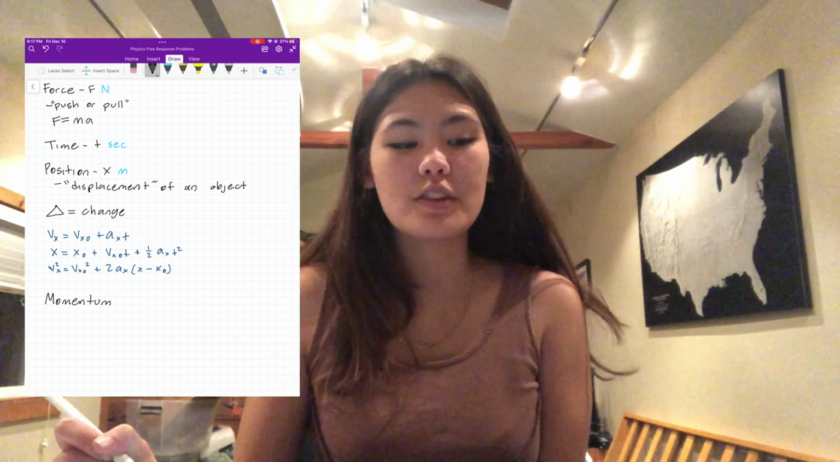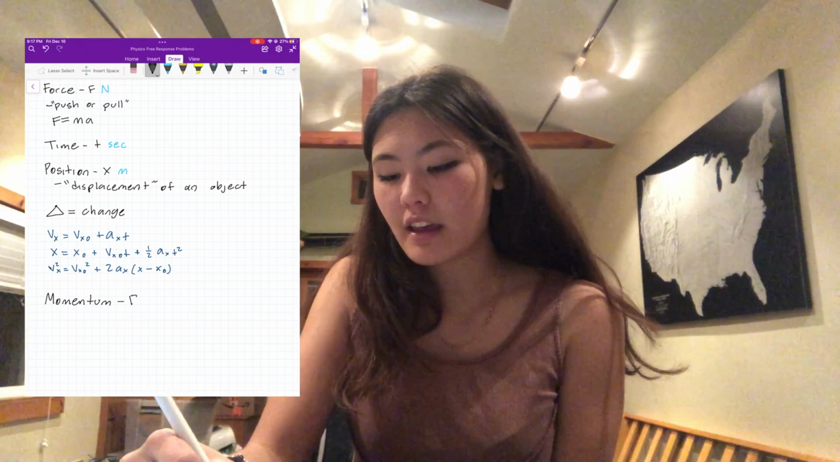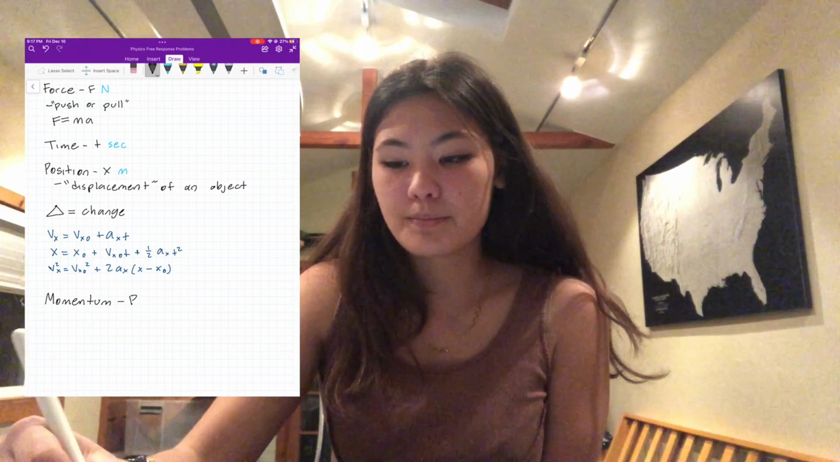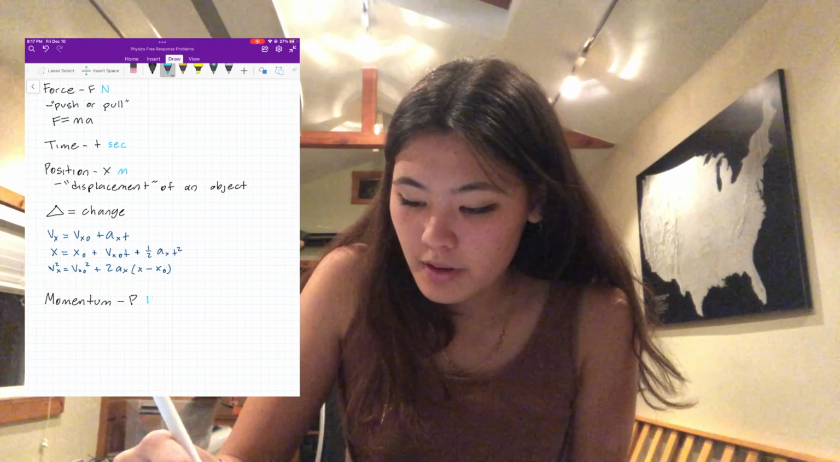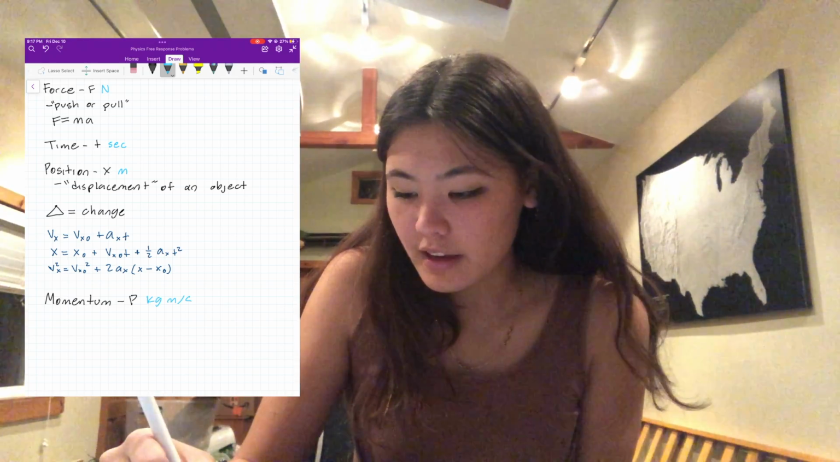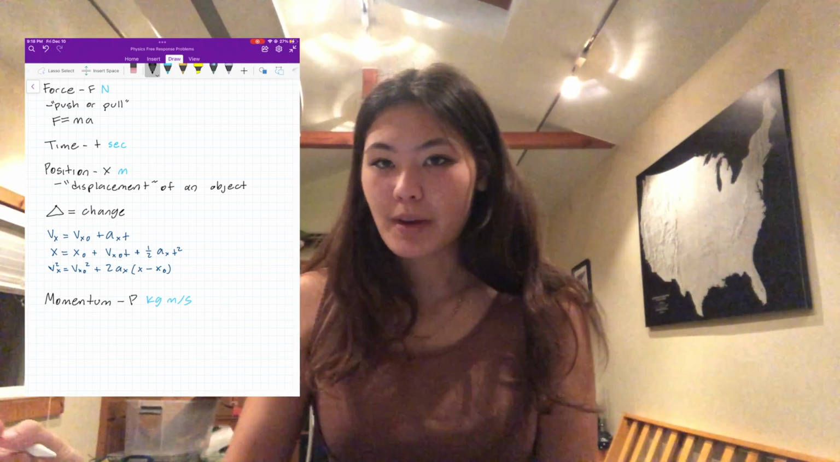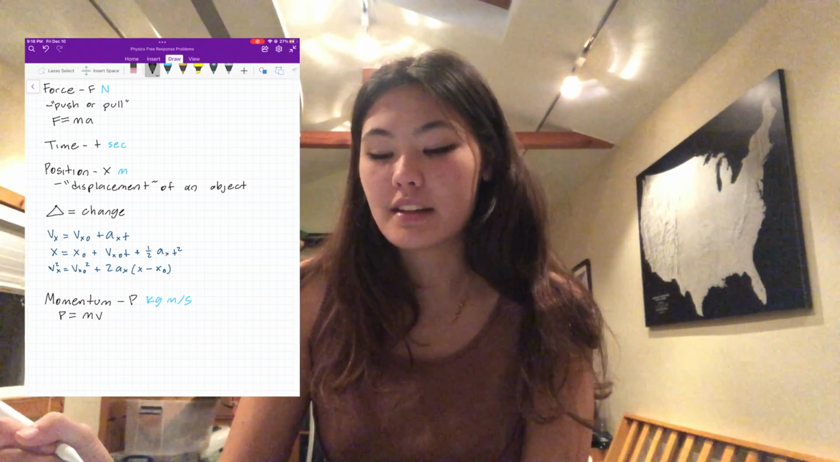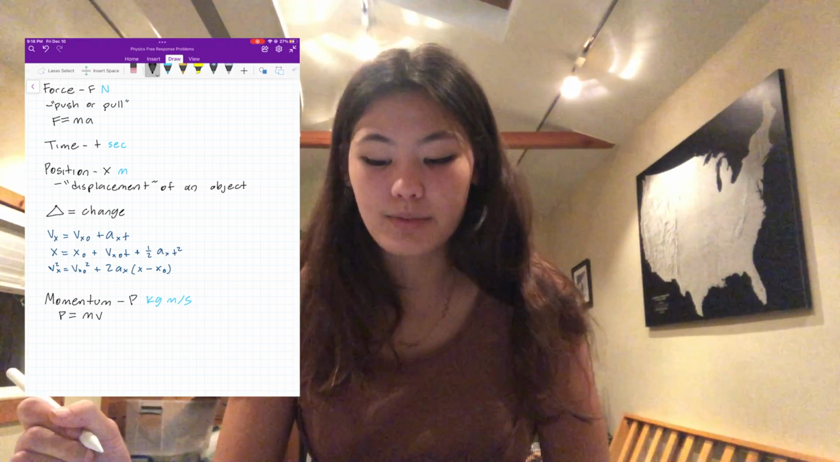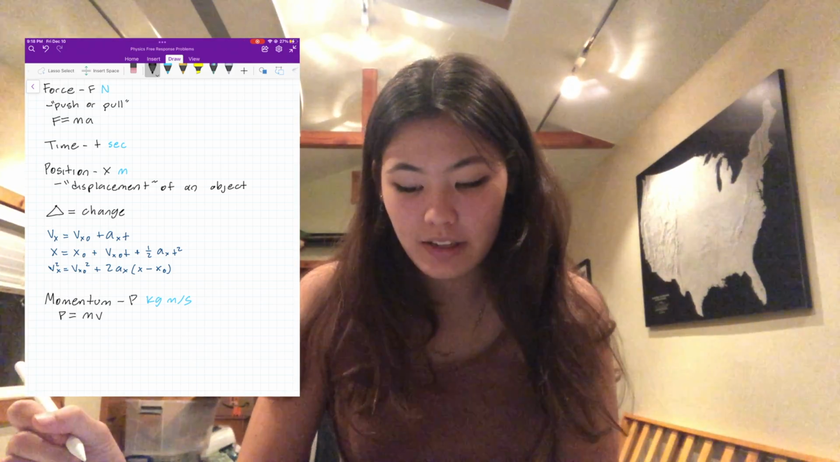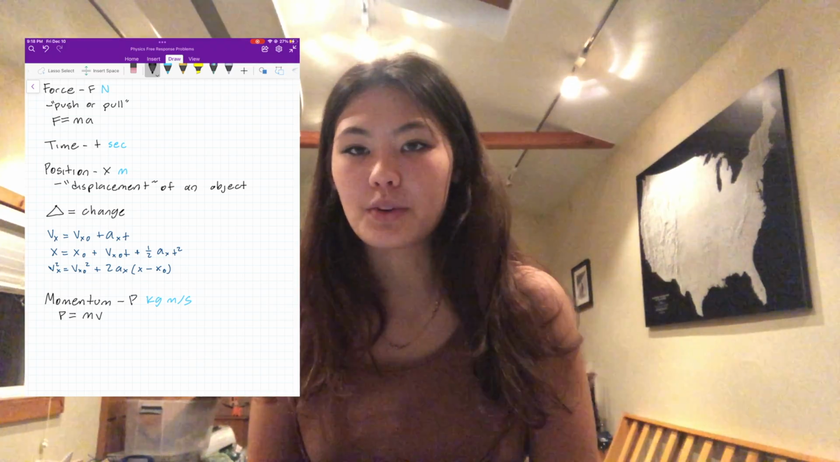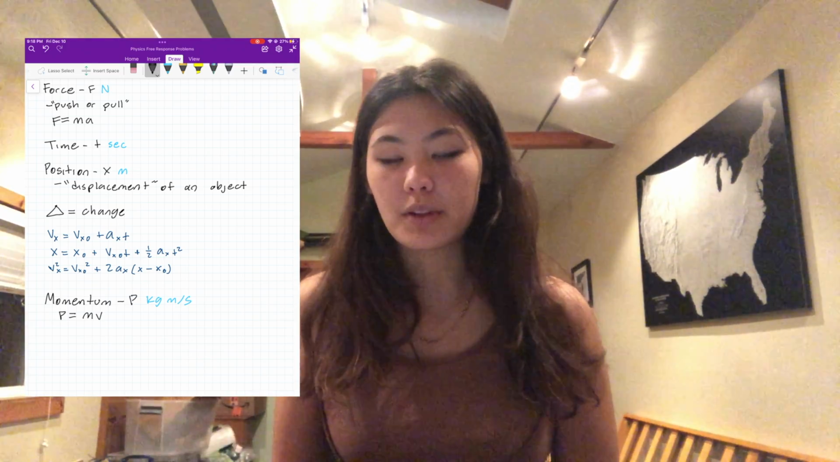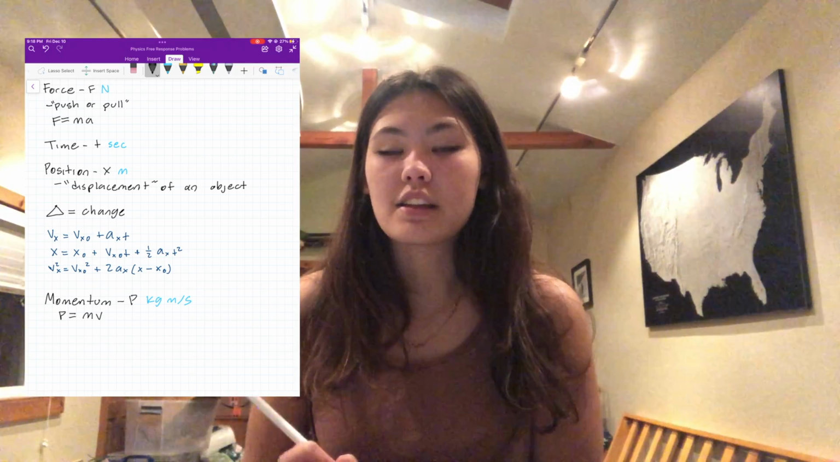Momentum is denoted by the letter P, and its units are kilogram meters per second. And momentum is given by the equation P is equal to mv. We know mass is equal to m and v is equal to the velocity of an object. So the momentum is equal to the mass times the velocity of an object. It's essentially a measure of how much mass is in how much motion.